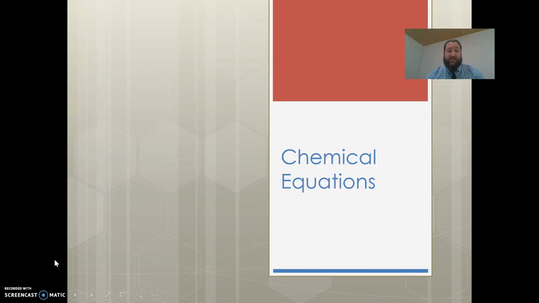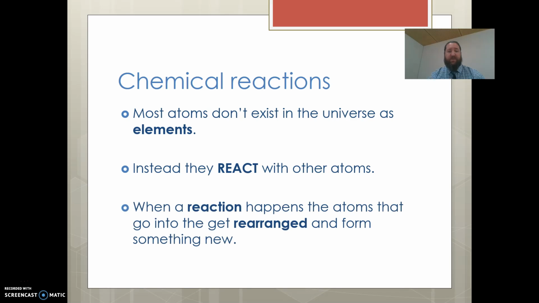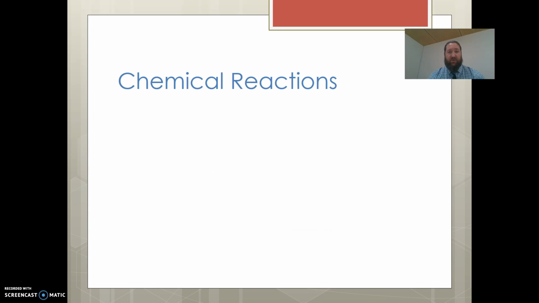Hi guys, just got a quick video here to show you how we can describe a chemical reaction. As we know, most of the atoms in the universe don't exist as single elements. Most atoms have reacted with other atoms. So when these chemical reactions happen, the atoms have been rearranged and formed into something new.